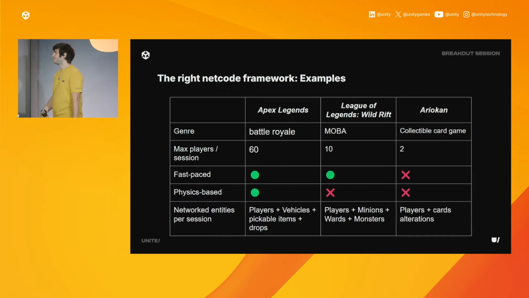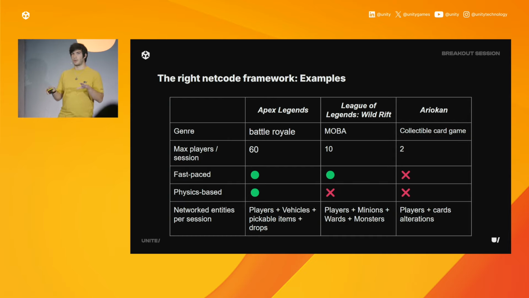Okay. So I prepared some examples here to give you a better understanding and a starting point if you're making something similar to those. So let's start with the first one, Apex Legends. Apex Legends, for those who do not know about that, is a battle royale game. You have 60 players in a single session trying to fight each other until only one remains. It's fast-paced, it's physics-based, people shoot around, jump, and so on. And you have a lot of networked entities, most of which are players.